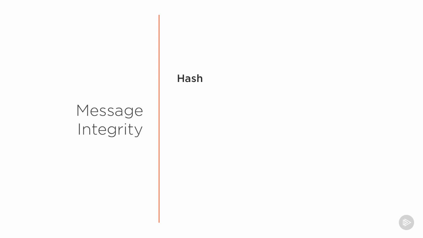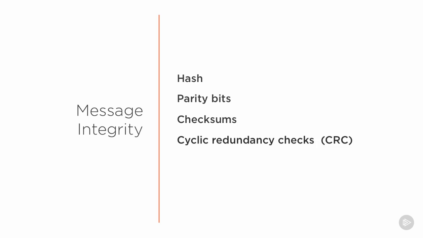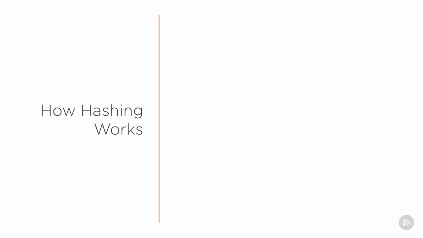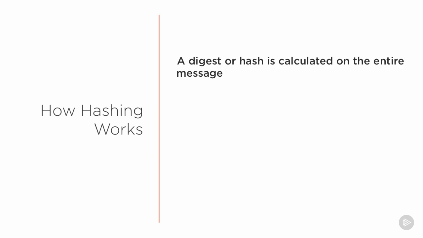We've had a number of different ways over the years. One of the ways is through something known as a hashing algorithm. But we've had others such as parity bits and checksums, cyclic redundancy checks, and message authentication codes. These are some of the many ways that we've used to prove message integrity over the years. So let's see how a hash works.